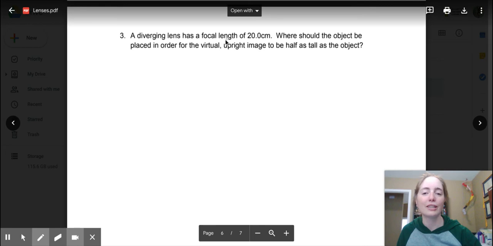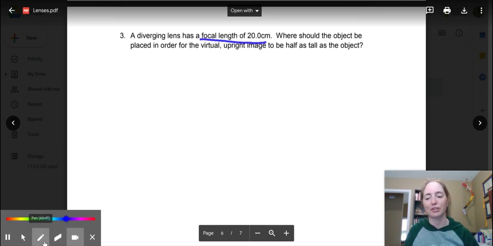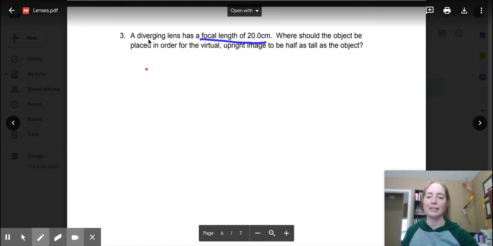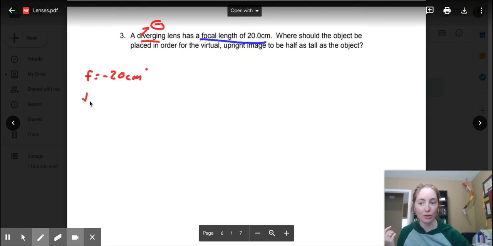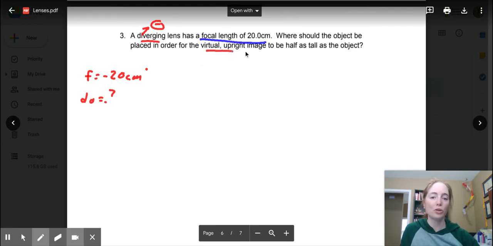Okay, a diverging lens has a focal length of 20 centimeters. So we're going to jump back to red here. Okay, so ladies and gentlemen, diverging lens has a focal length of 20 centimeters. The fact that it is diverging means that F is going to be negative. Okay, where should the object be placed? So now when we say where, we're trying to find our DO in order for the virtual upright image.